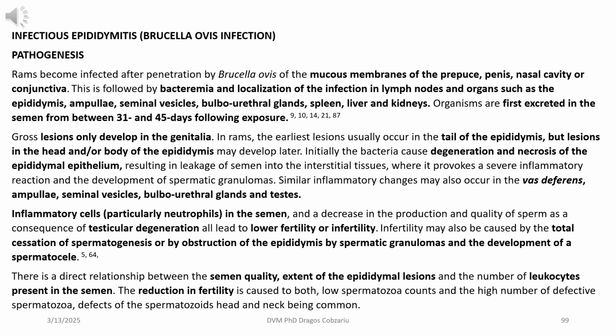Pathogenesis. Rams become infected after penetration by Brucella ovis of the mucous membranes of the prepuce, penis, nasal cavity or conjunctiva.